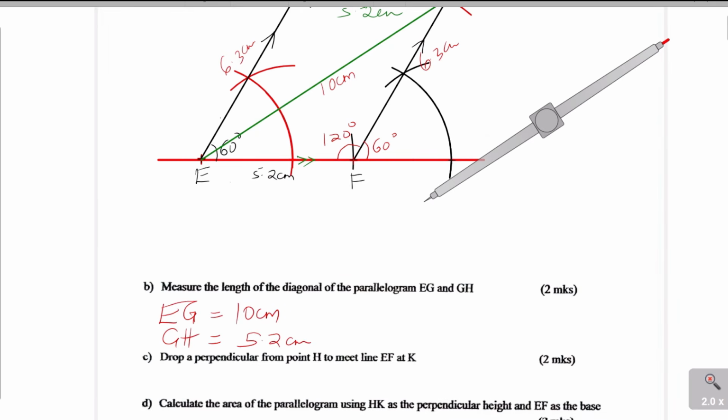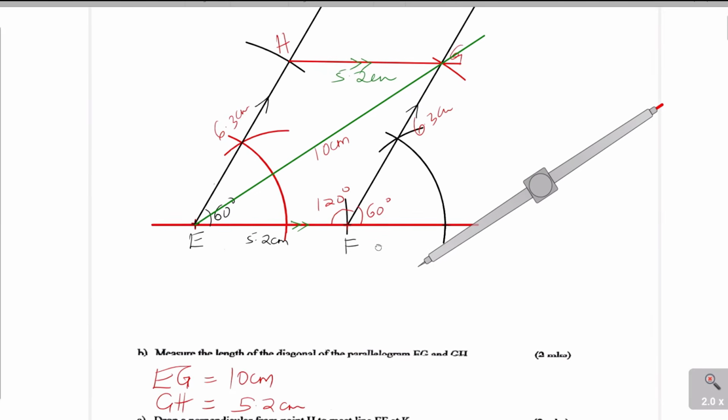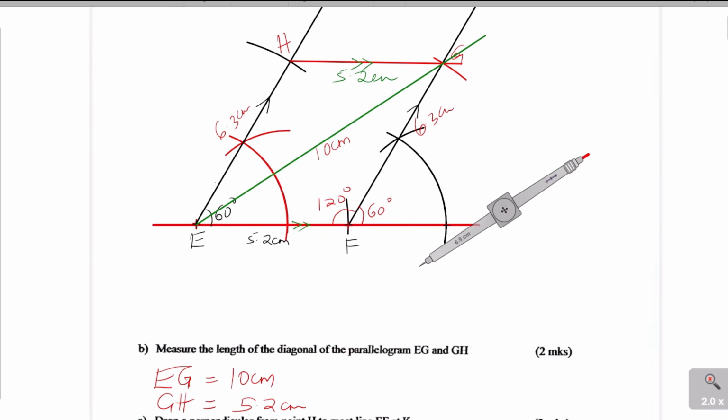Part C: draw a perpendicular from point H to meet line EF at K. Drop a perpendicular from point H. You can see where point H is. This is point H, to meet EF at K. This is how you drop a perpendicular. Take your pair of compasses and stand at H, which is where you're supposed to drop the perpendicular from.